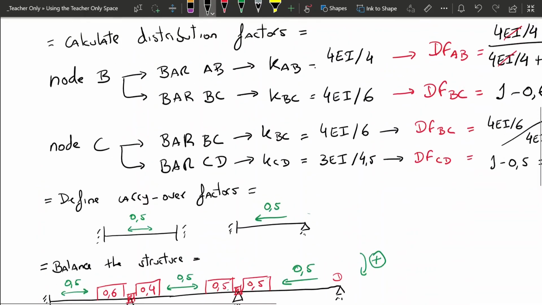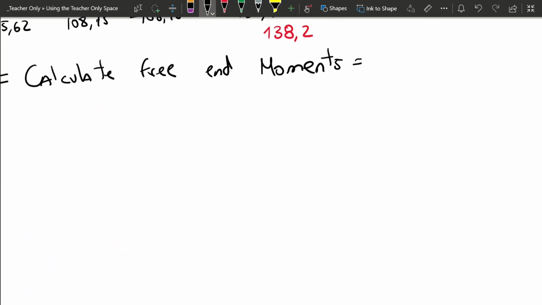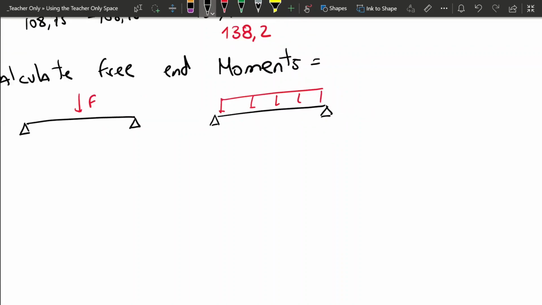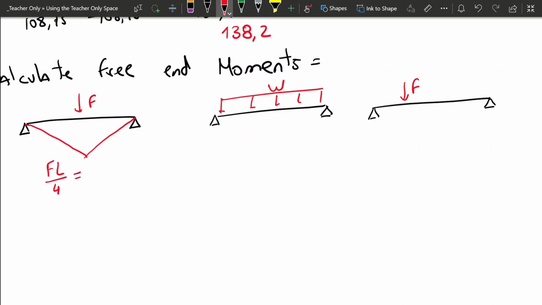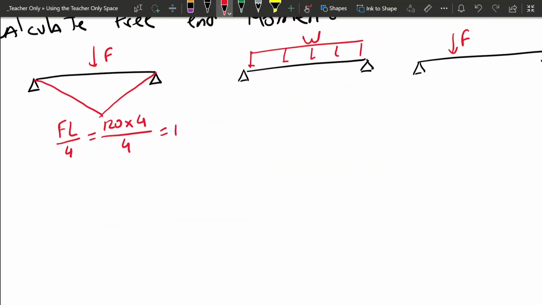So now the next step is to calculate the free end moments. And in this case, we're going to go back into the beginning and figure out the cases that we had. So we had a bar with a load in the center. We had a bar with a UDL, and we had a bar with a load that is not in the center. So these are moments that we can very quickly calculate. If we have a load in the center, we know the moment is FL divided by 4, which in this case will be 120 times 4 divided by 4. That's obviously equal to 120. In the case of the UDL, the moment is obviously parabolic, and in the center, we get WL squared over 8. It's a very important equation to memorize.